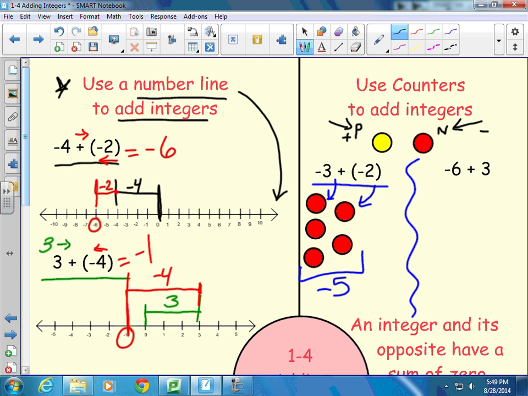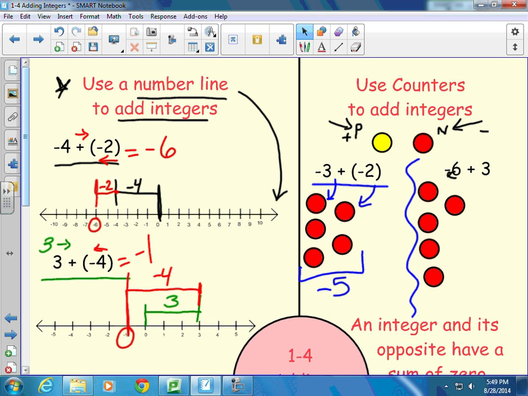You can try the -3, -6 plus 3 if you'd like. Pause me and come back, or I'm going to give it a go right now. I always give you a chance to pause before I start talking. So since I'm starting with -6, I'm going to grab 6, gotta put my marker back, grab 6 negatives. That's what I have right now.